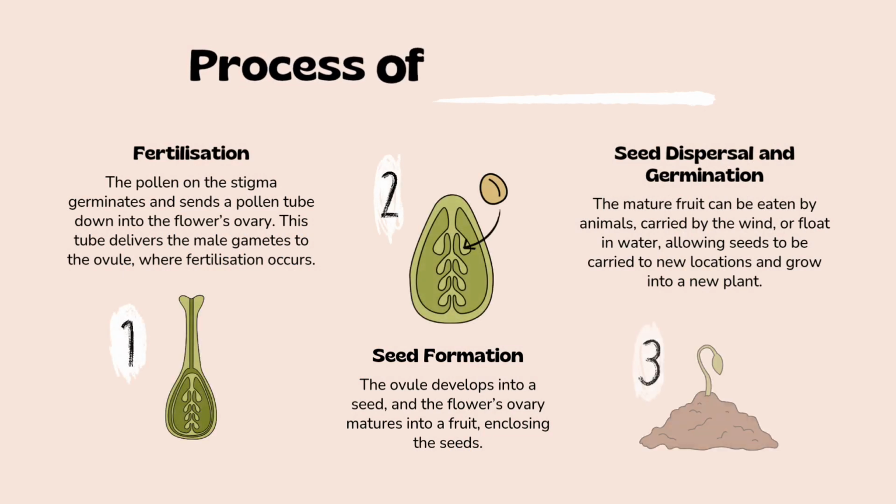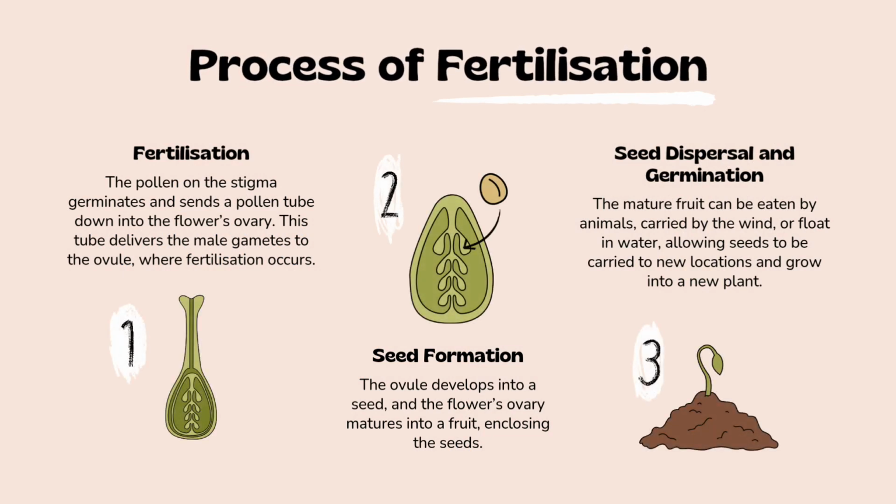Process of fertilization. The pollen on the stigma germinates and sends a pollen tube down into the flower's ovary. This tube delivers the male gametes to the ovule, where fertilization occurs. Seed formation: the ovule forms into a seed and the flower's ovary matures into a fruit enclosing the seeds. Seed dispersal and germination: the mature fruit can be eaten by animals, carried by the wind, or float in water, allowing seeds to be carried to new locations and grow into a new plant.